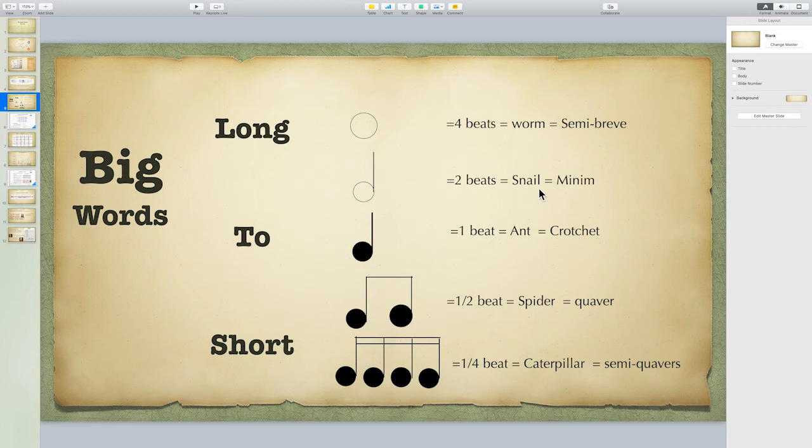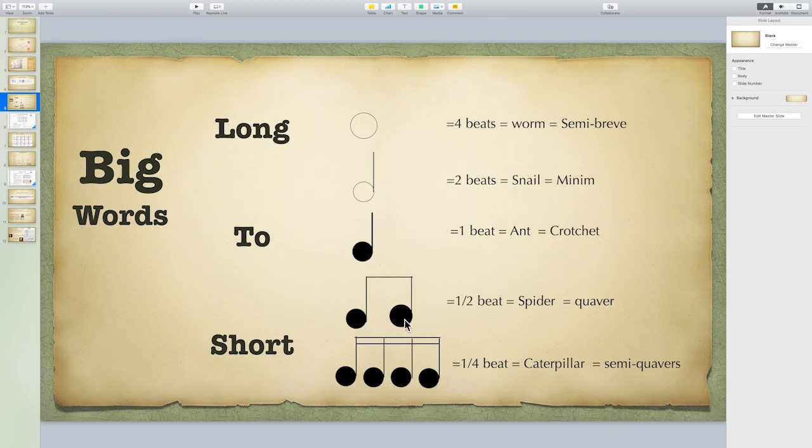This one is not usually called a snail. It's called a minim. A minim. A very strange word, isn't it? But minim. The ant is called a crotchet. The spider is called a quaver. And the caterpillar is called semiquavers. So each one of those is a semiquaver.